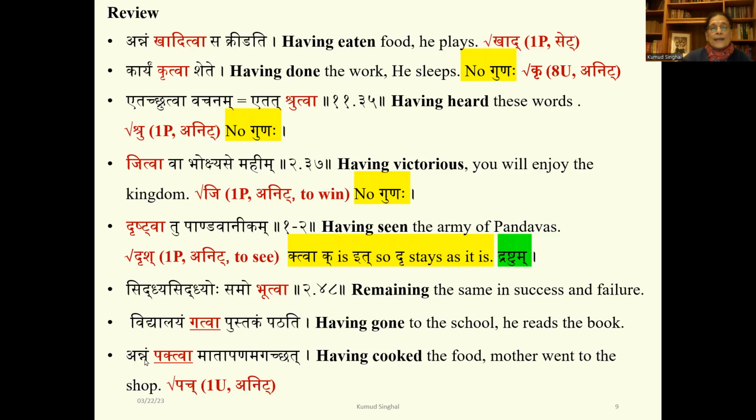Then annam paktva mata aparnam agachat. Having cooked the food, mother went to the shop. So again, the cha changes to a ka. So the katva form will be pakatva. And again, there will be no e agama.